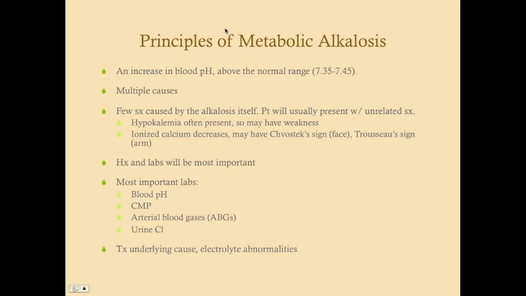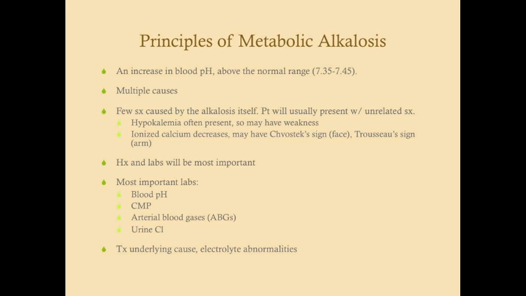So the basic principles of metabolic alkalosis is that it's a pH in your blood of greater than 7.45, and there are multiple causes. Very few symptoms are caused by the alkalosis itself. Usually the patient is going to present with symptoms that are due to the actual underlying cause of the metabolic alkalosis. So treating the underlying cause is going to be most important when you treat the metabolic alkalosis, because if you treat the underlying cause, the alkalosis will correct itself.